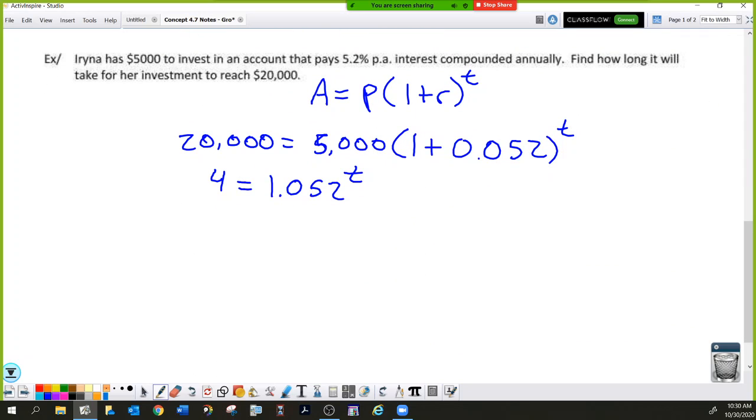We need to get t by itself. Well, we could just do log base 1.052 to both sides. And then our answer would be t equals log base 1.052 of 4. But if you don't remember how to get the log base operation from your calculator, you're going to struggle. You'll have to remember the change of base formula. So again, what I'll do is I'll just take the common log of both sides because that'll allow me to just drop the t down to the front.